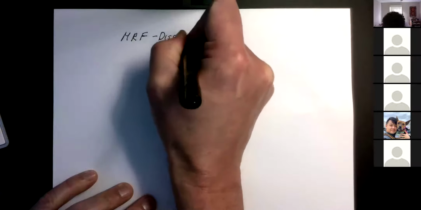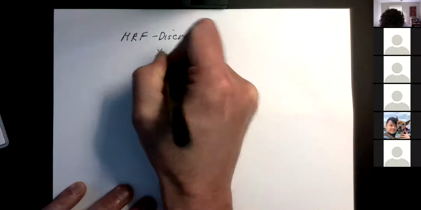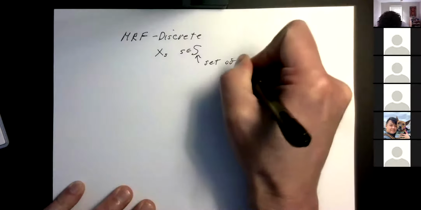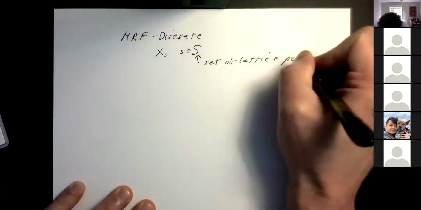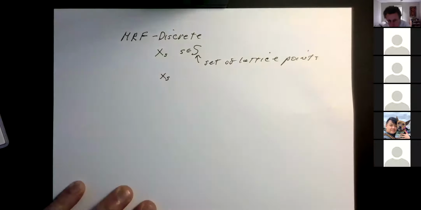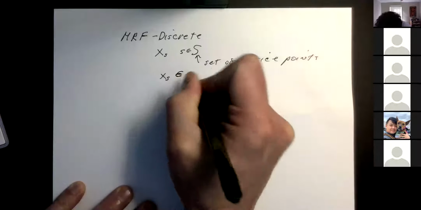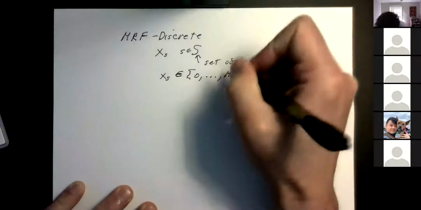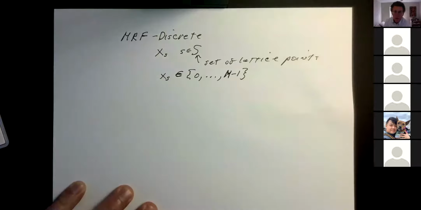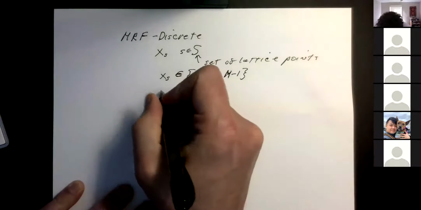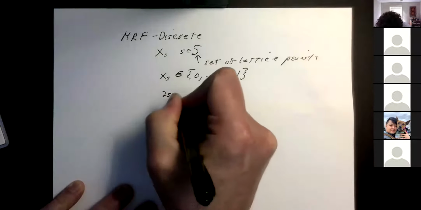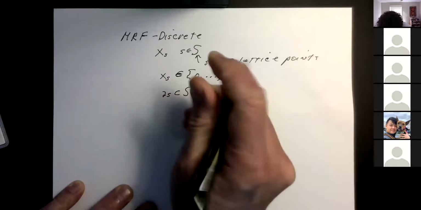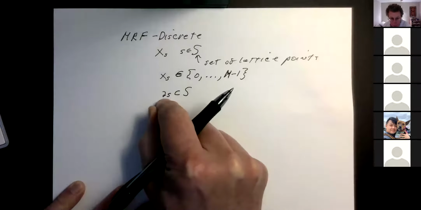Anyway, okay, Markov random fields, discrete. So we have X_s, for s a member of some larger set S. So this is a set of lattice points. And then X_s is going to be a member of a discrete set, a member of a set without loss of generality, 0 through M minus 1. So there are M possible states to each point. And then this thing, partial s, denotes a subset of S, not a member, because S is a set. It's the neighbors.